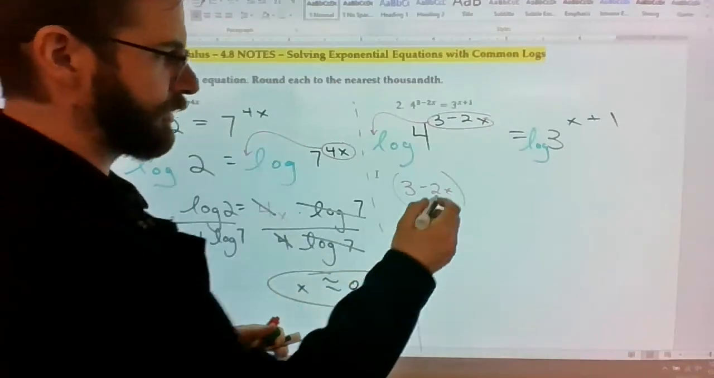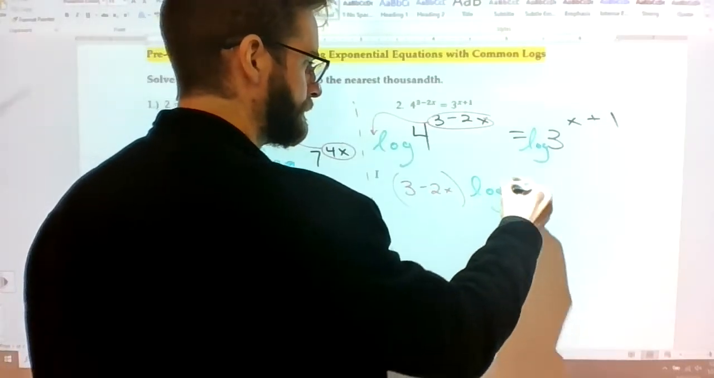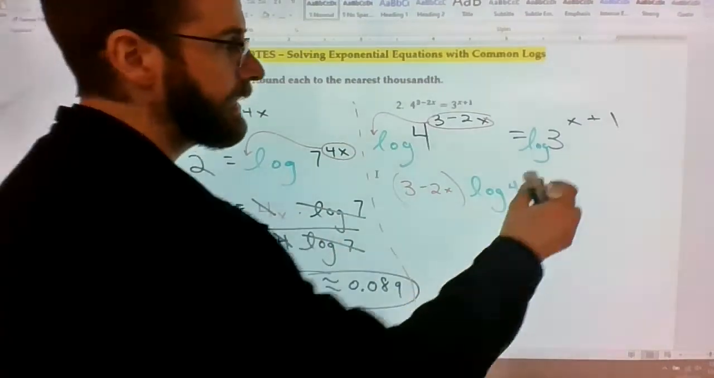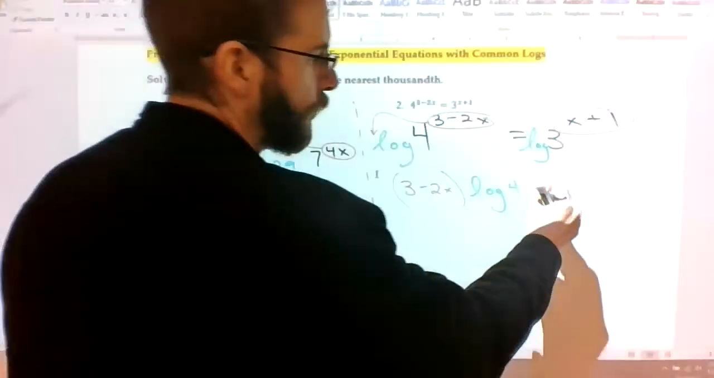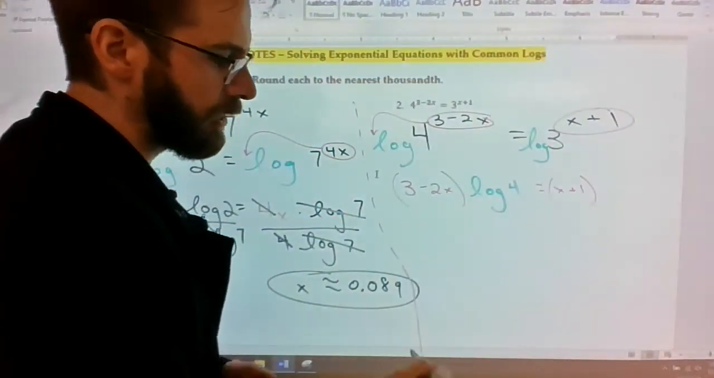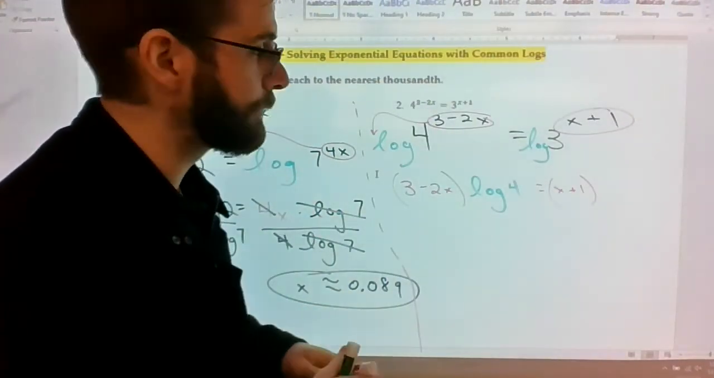Sorry, having a hard time handling all these markers. And then on the right side, I'm going to do the exact same thing. The x plus 1 now becomes the coefficient of sorts, right? Coefficients are actually constant numbers times log of 3.